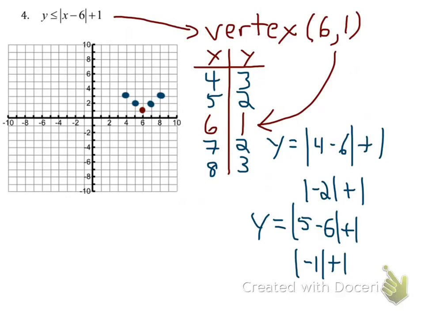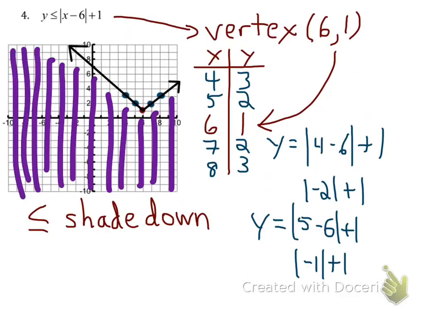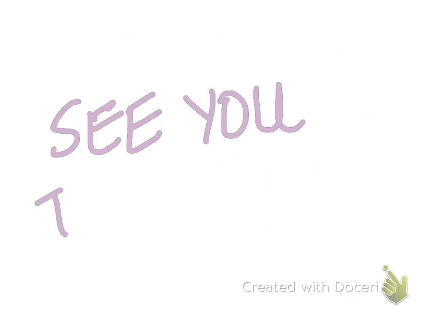Our vertex again is 6, 1. This is going to be a solid line because it is less than or equal to. And again, if I look at my vertex here, this time it is y is less than or equal to. So for less than or equal to, we shade down, which means from this point I go down. Everything below the V, everything down here, gets shaded. So the shading will look like this. And there you have it. That is graphing linear inequalities and absolute value inequalities.